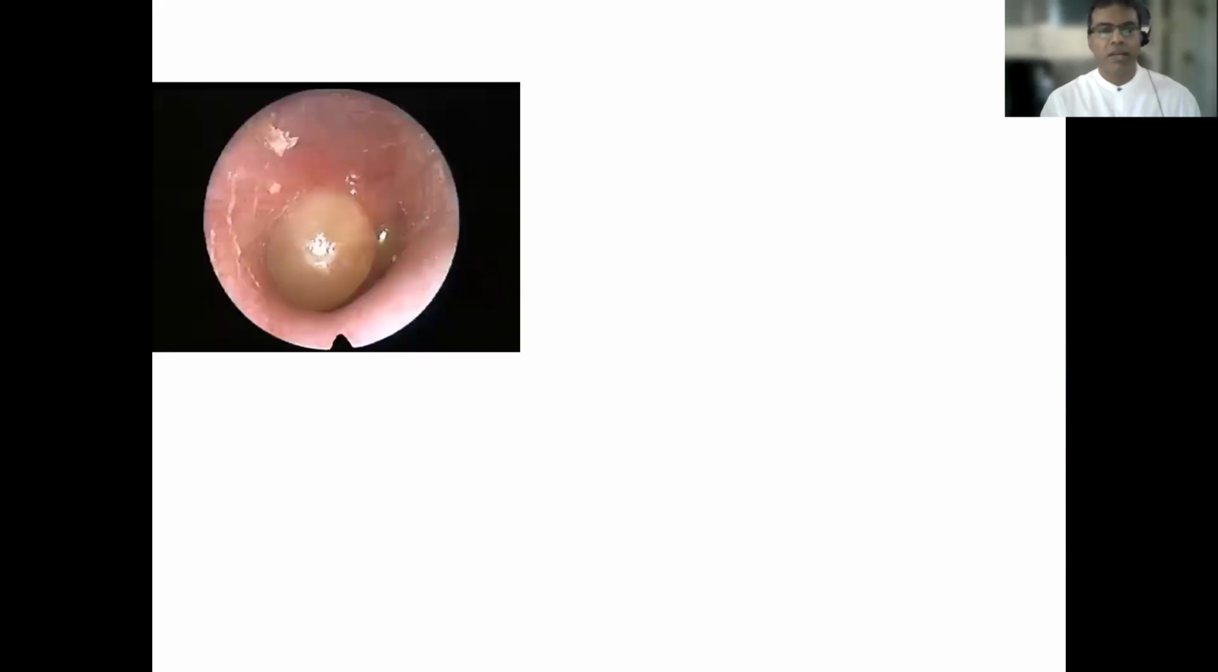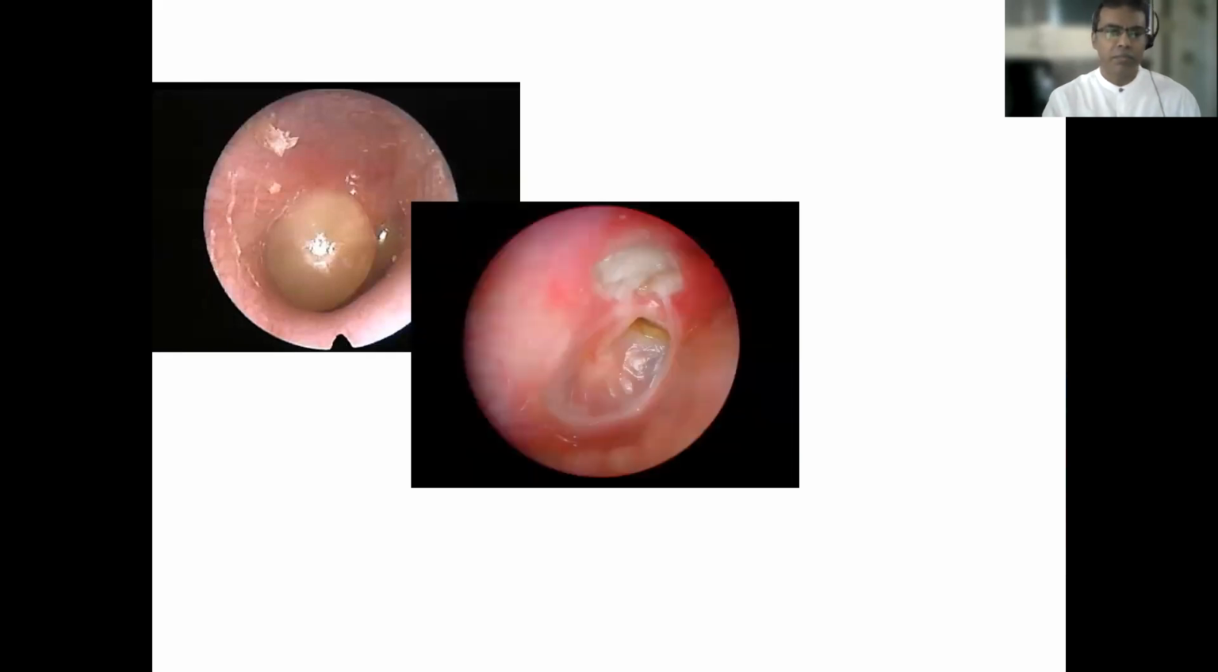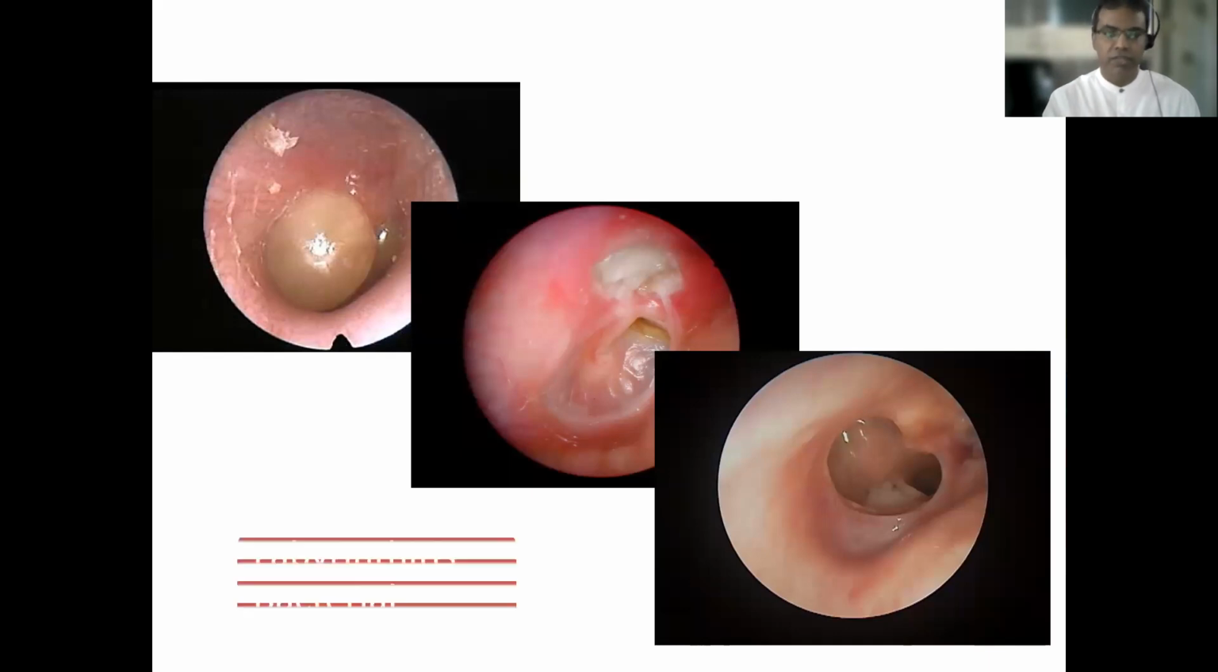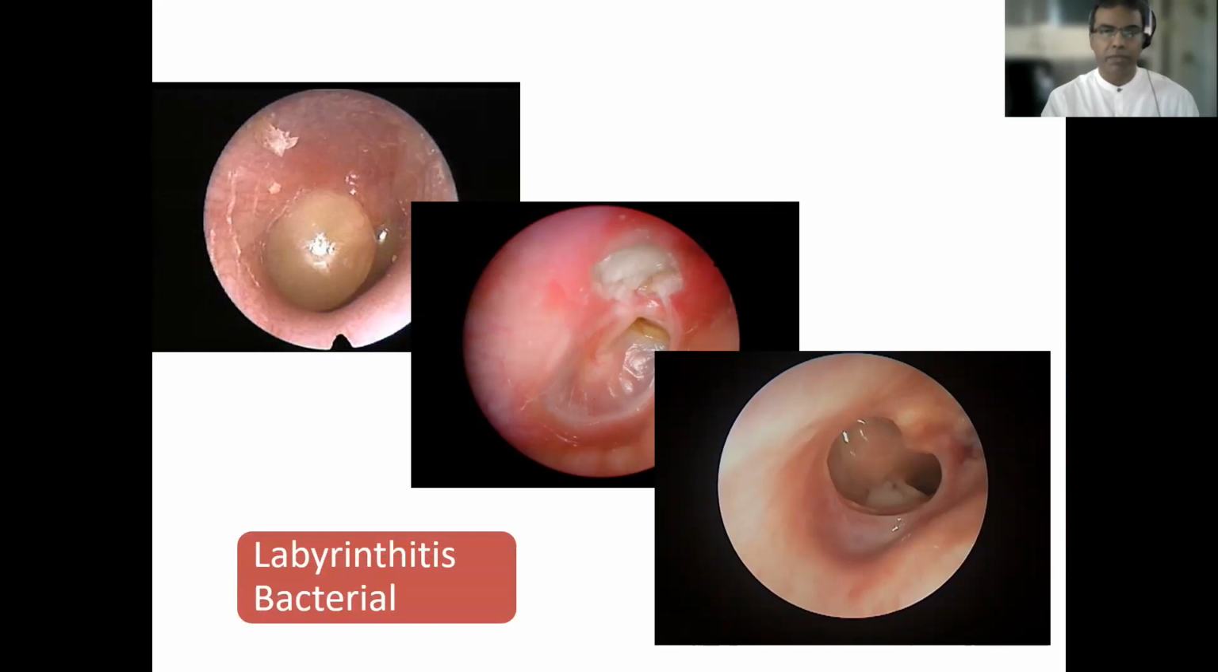So what are the things we look for? We look for evidence of middle ear disease. The first picture shows an acute otitis media. The second one shows cholesteatoma. The third shows chronic suppurative otitis media. These are all middle ear diseases, and they could give rise to infection which spreads to the inner ear, causing labyrinthitis. And sometimes in a patient with a chronic perforation, the use of ototoxic ear drops can also cause vestibular damage. So that is important to remember.